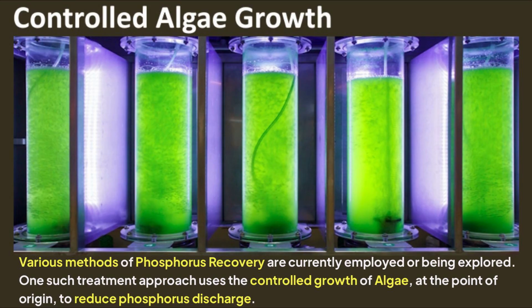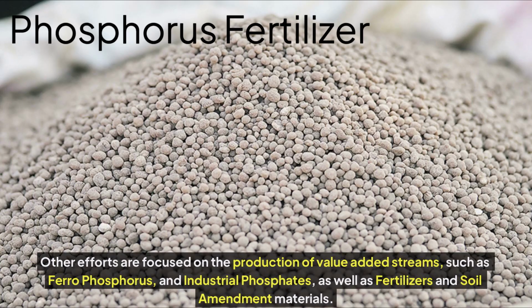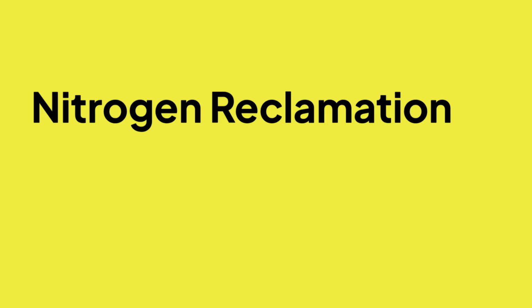Various methods of phosphorus recovery are currently employed or being explored. One such treatment approach uses the controlled growth of algae, at the point of origin, to reduce phosphorus discharge. Other efforts are focused on the production of value-added streams, such as ferrophosphorus and industrial phosphates, as well as fertilizers and soil amendment materials.